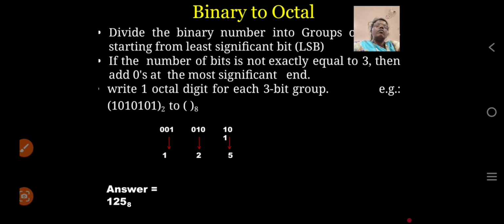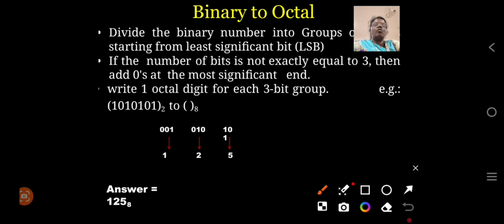Now how to convert binary to the octal number system? What is the procedure? First of all, the given binary number should be divided into groups of 3 bits, starting from the least significant bit, the LSB. If the number of bits is not exactly a multiple of 3, then we have to add zeros at the most significant end; we will see this in the example. Then the third step: write one octal digit for each 3-bit group. That means each 3-bit binary group is replaced with the corresponding octal number.